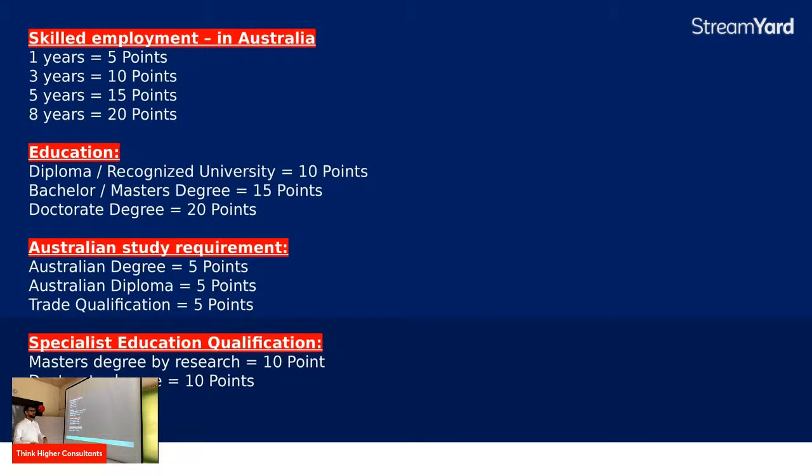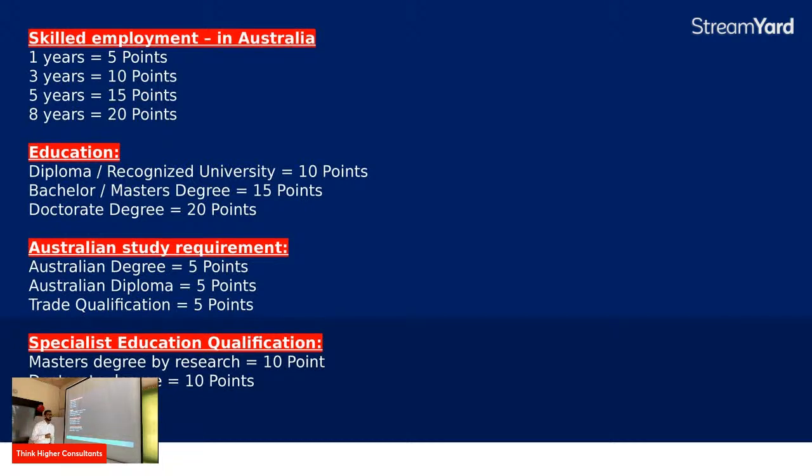Skill employment in Australia. So generally skill employment in Australia leads to more points. If you have 1 year of experience it leads to 5 points, 3 years leads to 10 points, 5 years 15 points, and 8 years 20 points. So you can see in this circumstance, 8 years leads to 20 points compared to the offshore 15 points.